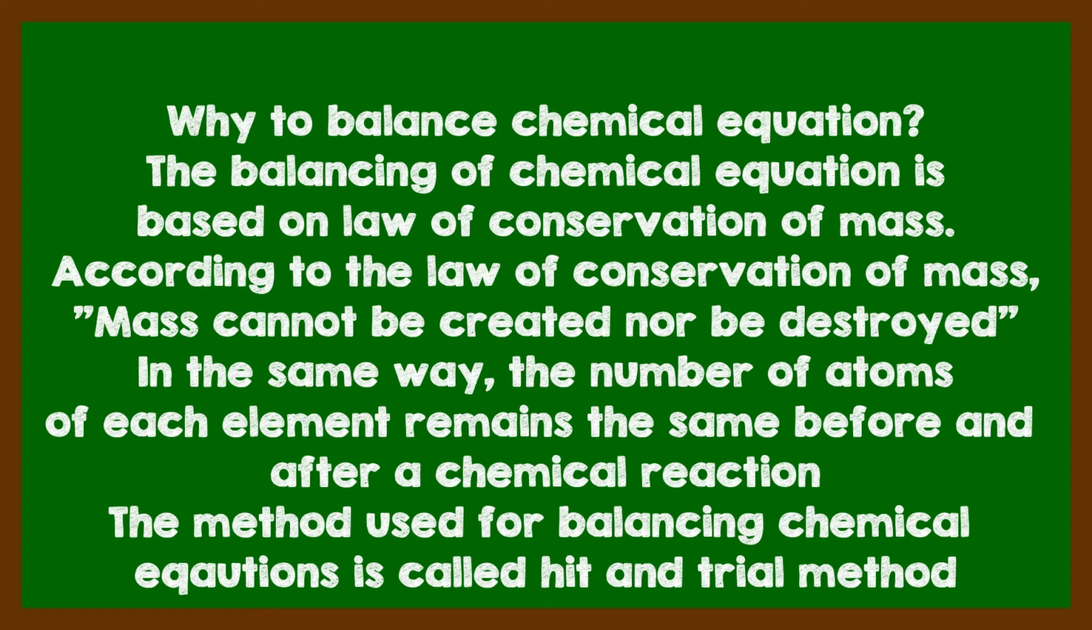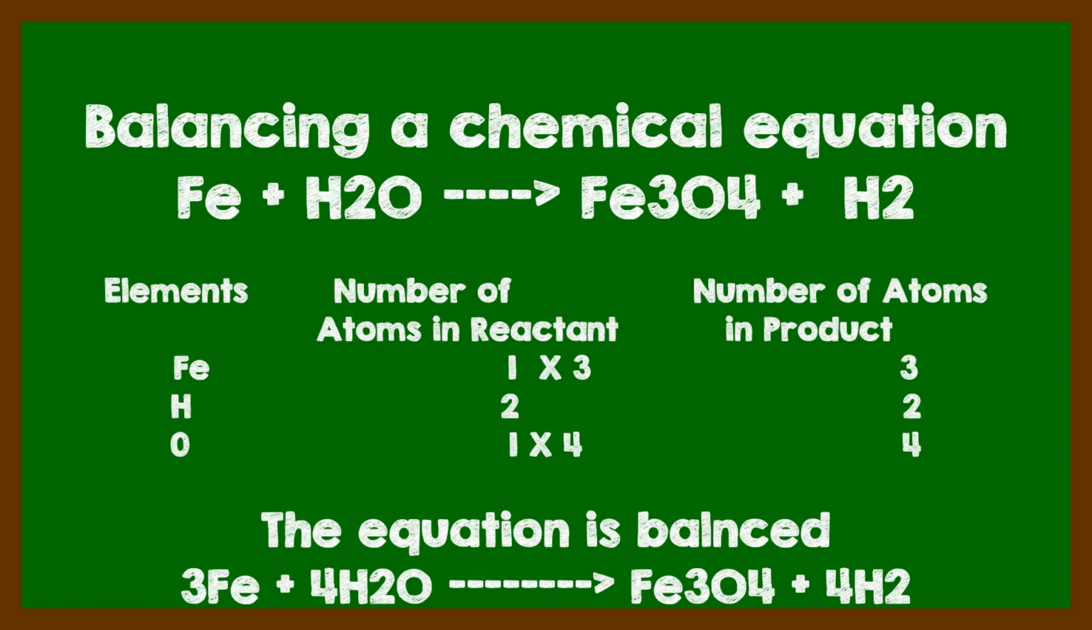Why balance a chemical equation? The balancing of a chemical equation is based on the law of conservation of mass. According to the law of conservation of mass, mass can neither be created nor destroyed. In the same way, the number of atoms of each element remains the same before and after a chemical reaction. The method used for balancing chemical equations is called the hit and trial method.